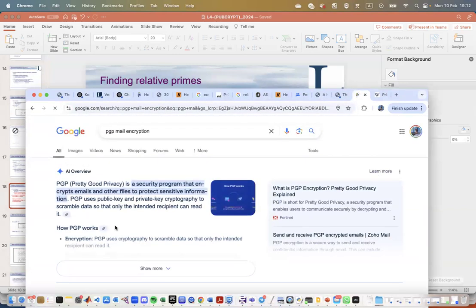PGP mail encryption. Pretty Good Privacy. It's a security program that encrypts emails and other data. It's a program, and it involves keys, yes. But it's the whole system that allows the creation of secure emails.